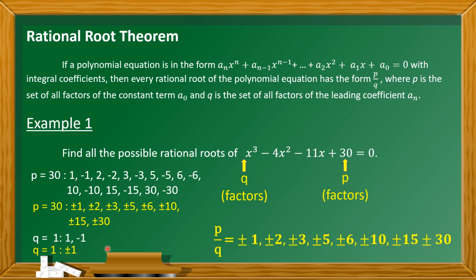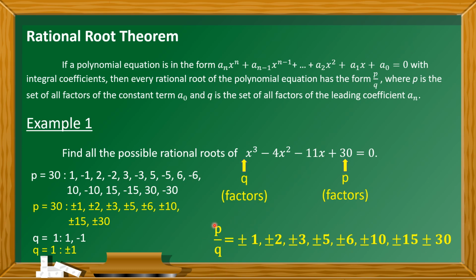1 over 1 is 1. 2 over 1 is 2. 3 over 1 is 3. 5 over 1 is 5. 6 over 1 is 6. 10 over 1 is 10. 15 over 1 is 15. 30 over 1 is 30.